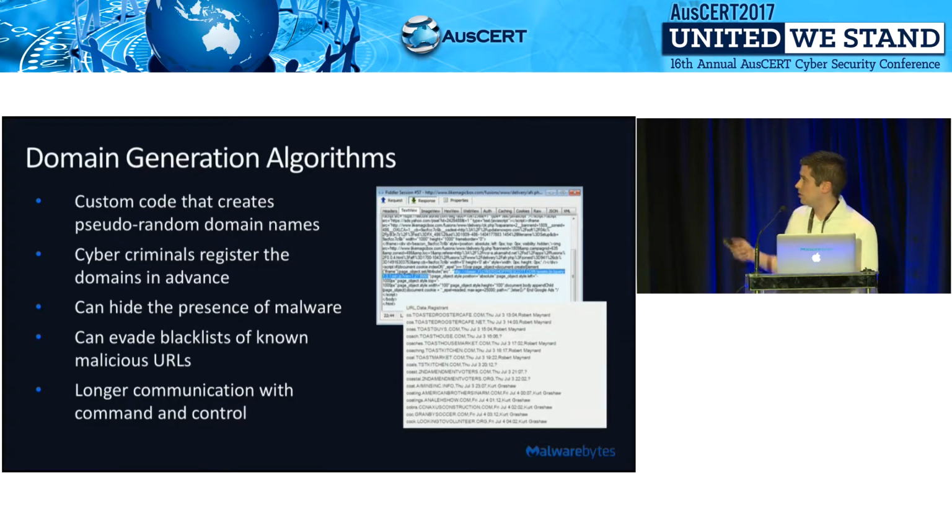So the idea behind a domain generation algorithm is that any technology that you're employing at the perimeter, inside at the network level, or on the host, monitoring communication that's occurring with remote hosts, either by FQDN or IP, is now variable, right? So it becomes even more difficult for us to monitor based on blacklists, or threat intelligence which is gathered. These, as I mentioned, can evade blacklists of known malicious URLs, URIs, and IPs. And the end goal here is that they allow for longer communication with command and control servers, right?